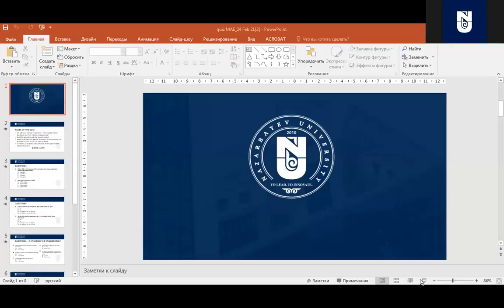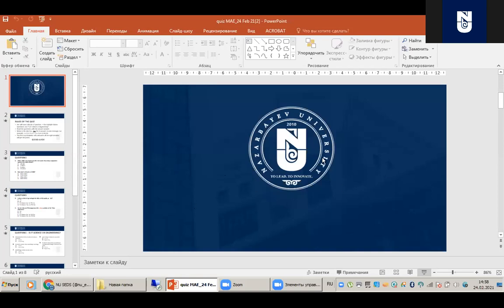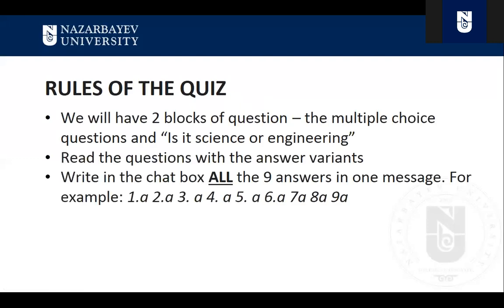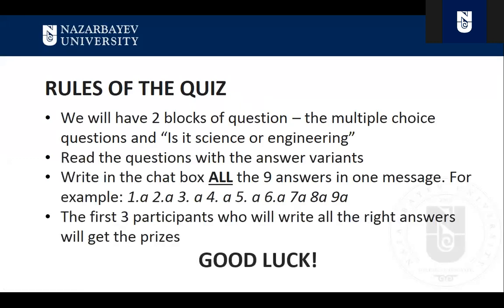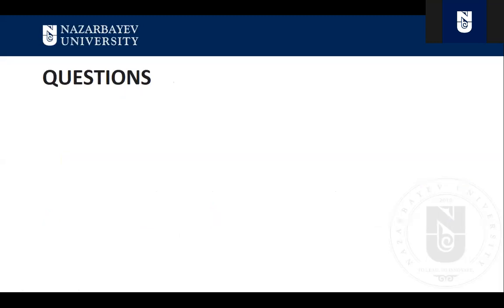So, let us start the quiz. First of all, the rules of the quiz. We will have two blocks of questions: multiple choice questions and questions of the type, is it a science or engineering? Dear participants, read the questions with the answer variants and write in the chat box all 9 answers in one message. It will be very convenient for us to find out who was the first. The first 3 participants who write all the right answers will get prizes. Good luck to everyone. You need to have the 9 answers in one message. It will be more comfortable to find out who was the first, because splitting them is not convenient.